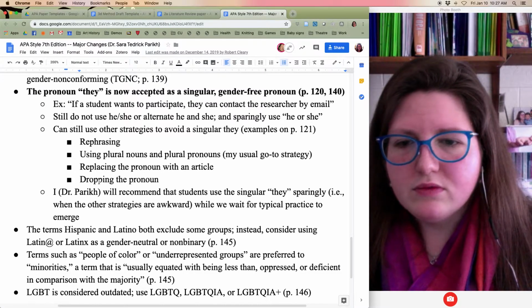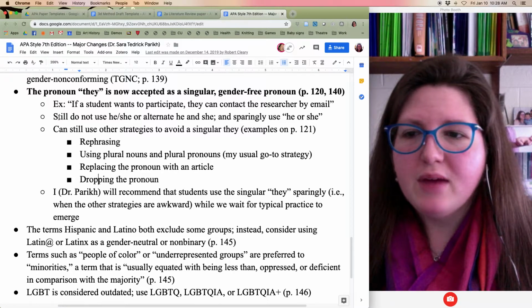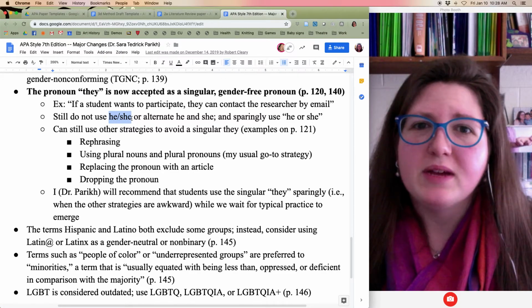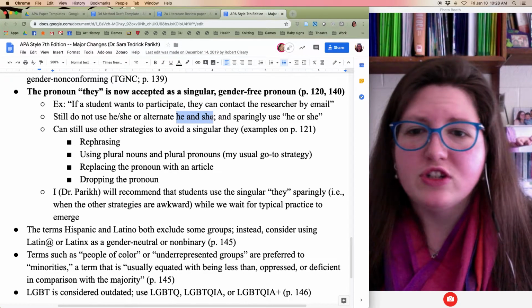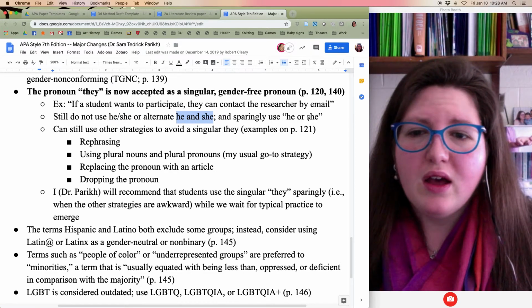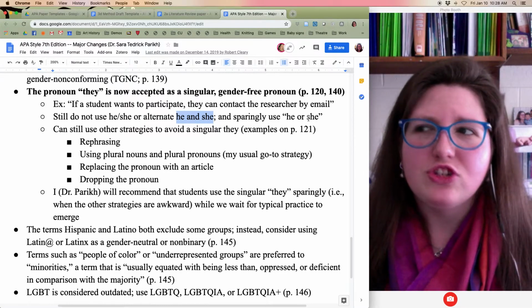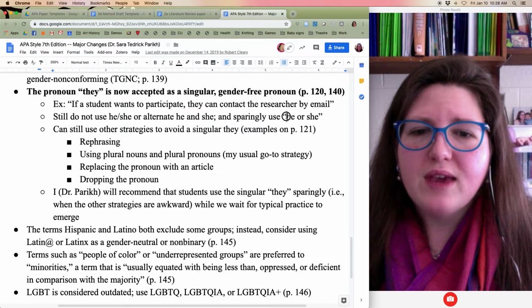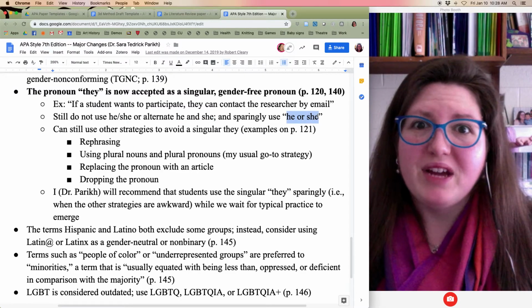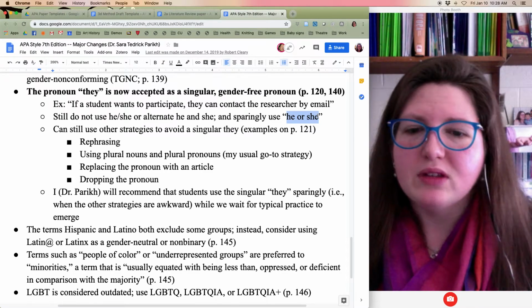See, so there's different ways that you could work around it. The APA does not like the he/she. It just becomes a little bulky. And they also don't recommend alternating he and she, so using he in one example and she in the next. It's just too easy for bias to slip in. And you can use he or she, but do it only if you have a really good reason, because it does get kind of bulky.